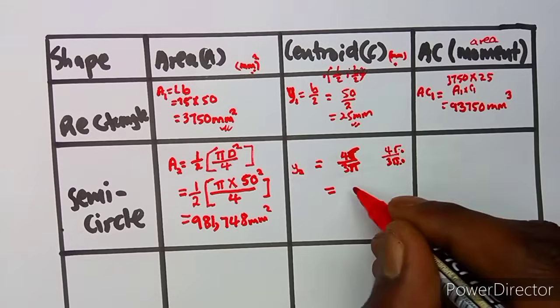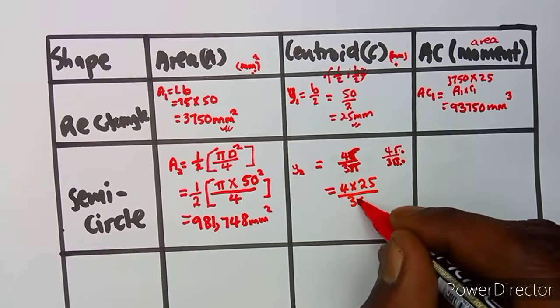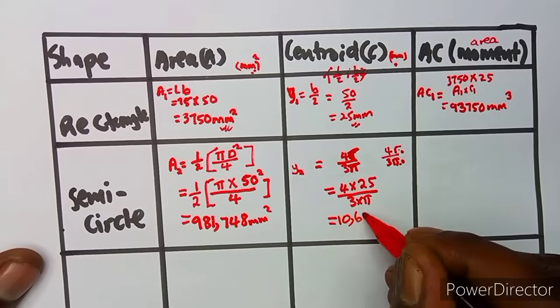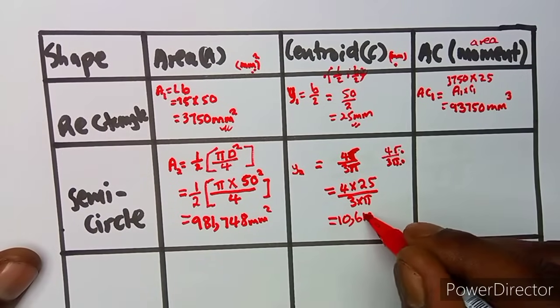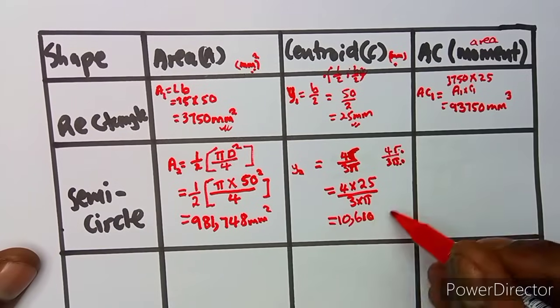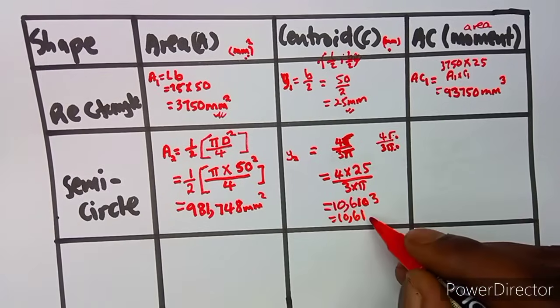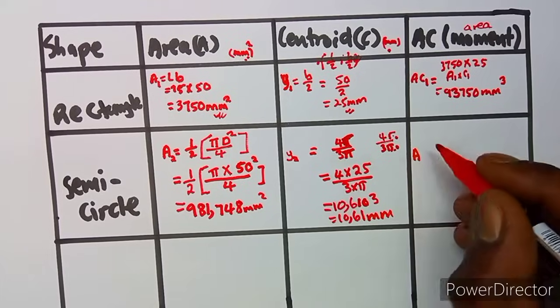Okay, so this is going to be 4 times the radius over 3 times pi. You can just put it this way on your calculator. We'll simplify further, which is going to give us 10.6103 and so forth. So you can just put it as 10.61 millimeters. Then what we need now is to have the area moment.